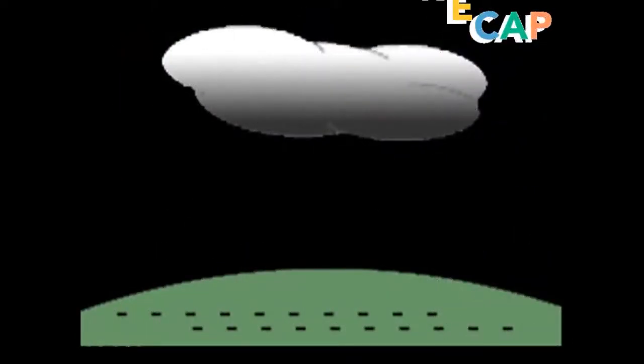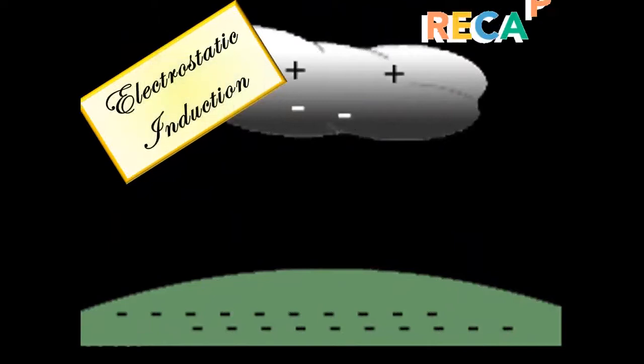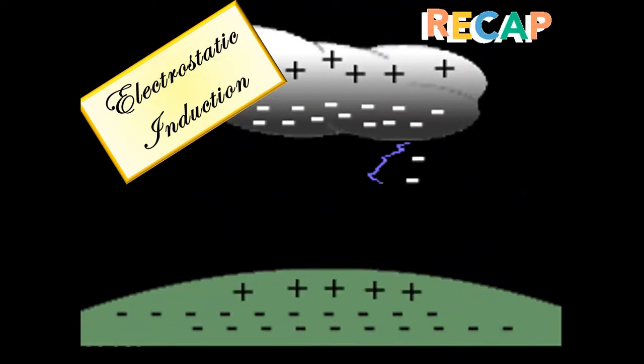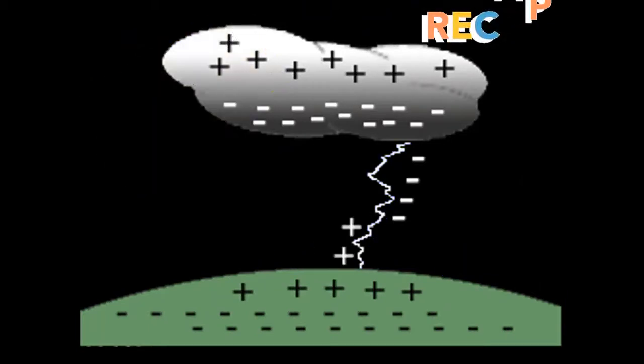Now, electrostatic induction. Students, a positively charged object will attract or pull a negatively charged object, but objects having the same charge will repel or push each other. If a charged object is brought close to a neutral object, it will produce an opposite charge. This process is called induction.